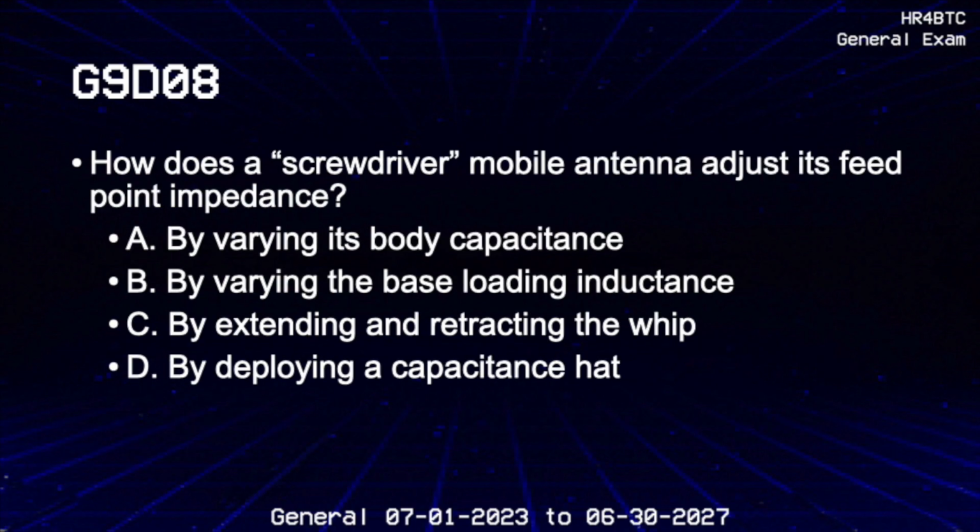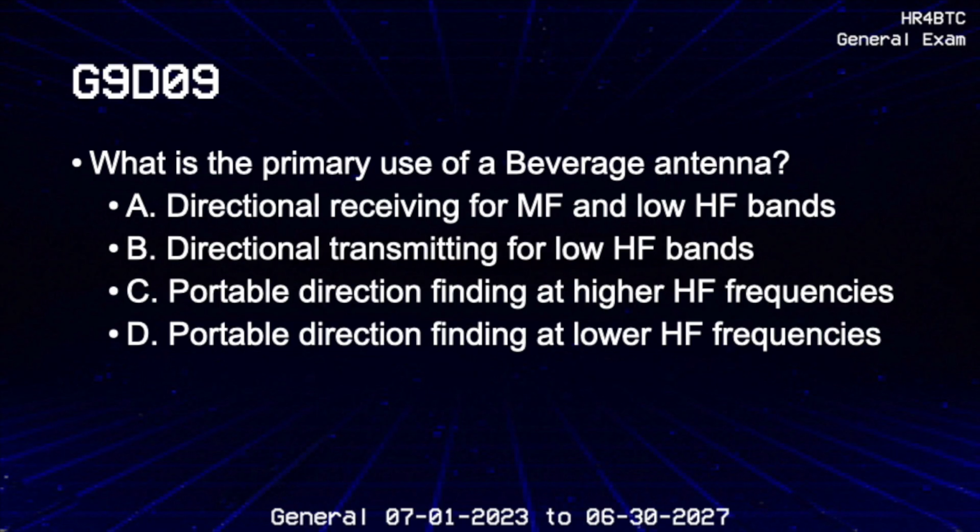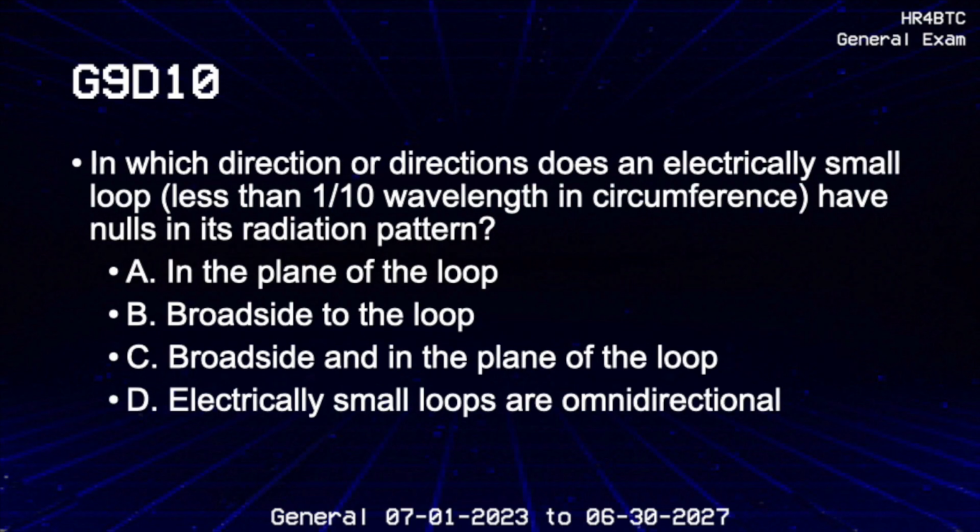How does a screwdriver mobile antenna adjust its feed point impedance? By varying the base loading inductance. What is the primary use of a beverage antenna? Directional receiving for MF and low HF bands. In which direction or directions does an electrically small loop less than 1/10 wavelength in circumference have nulls in its radiation pattern? Broadside to the loop.